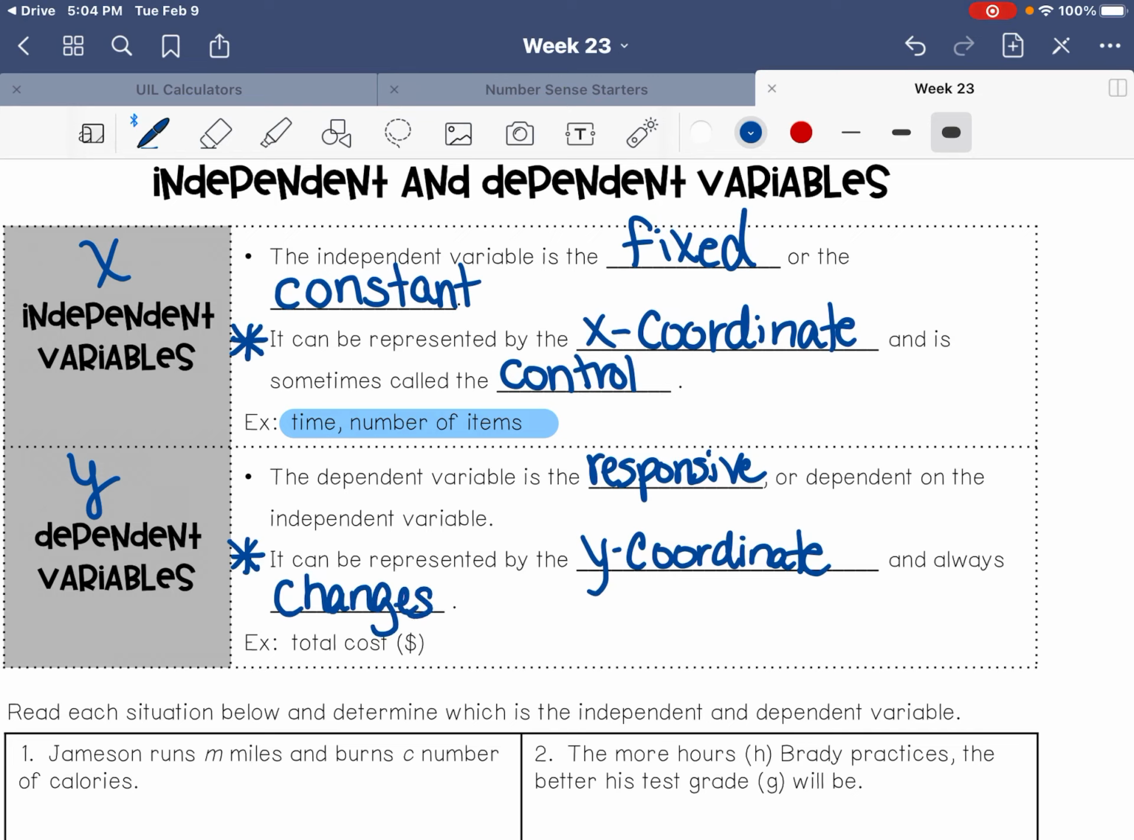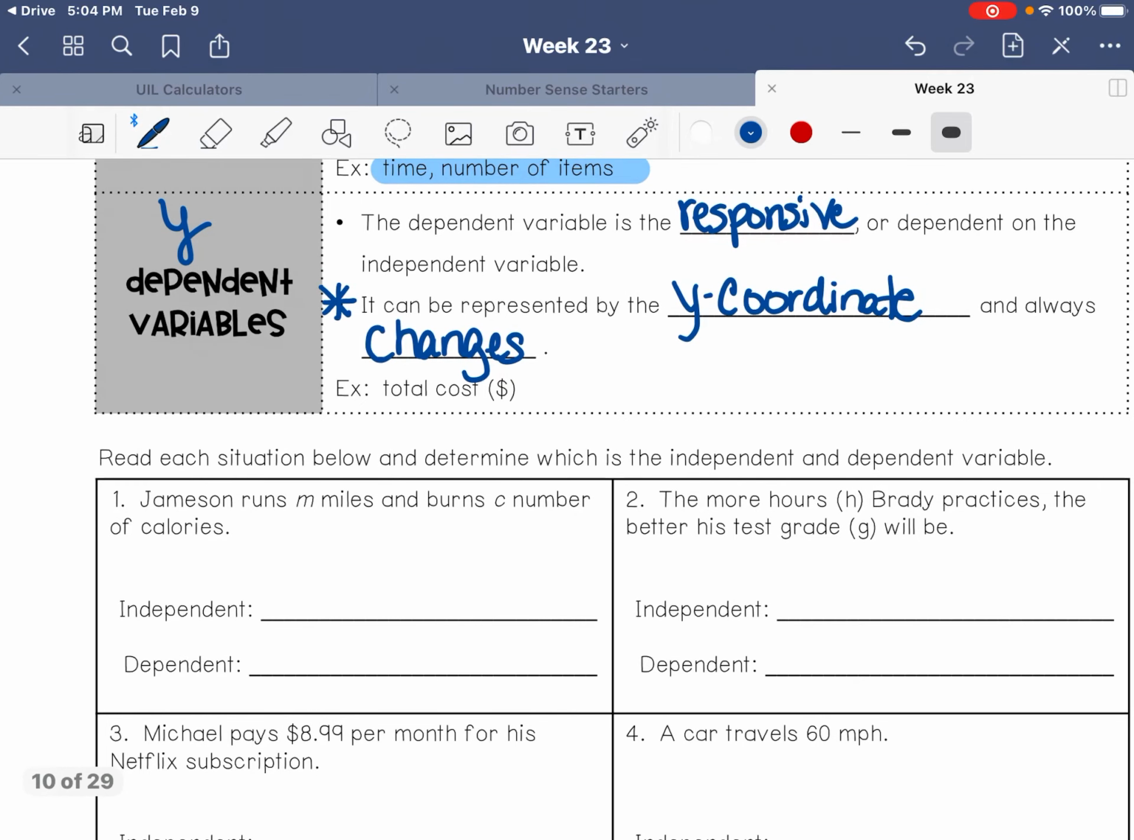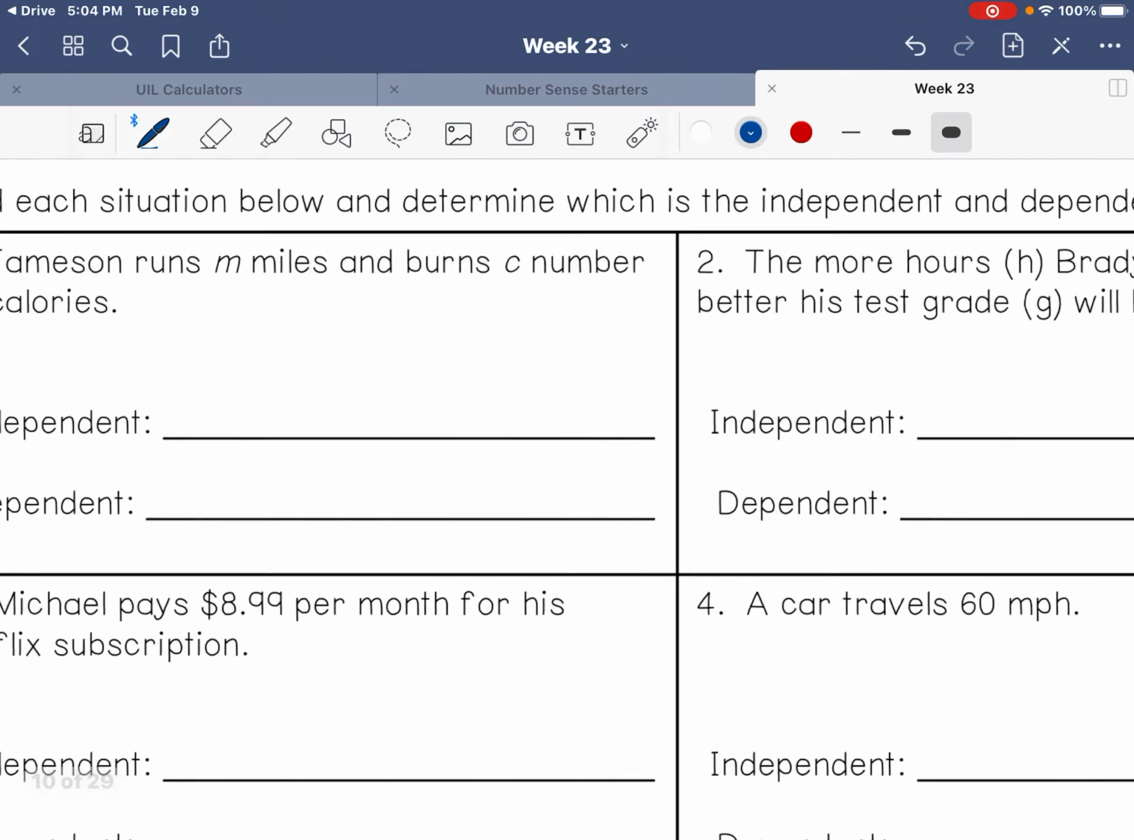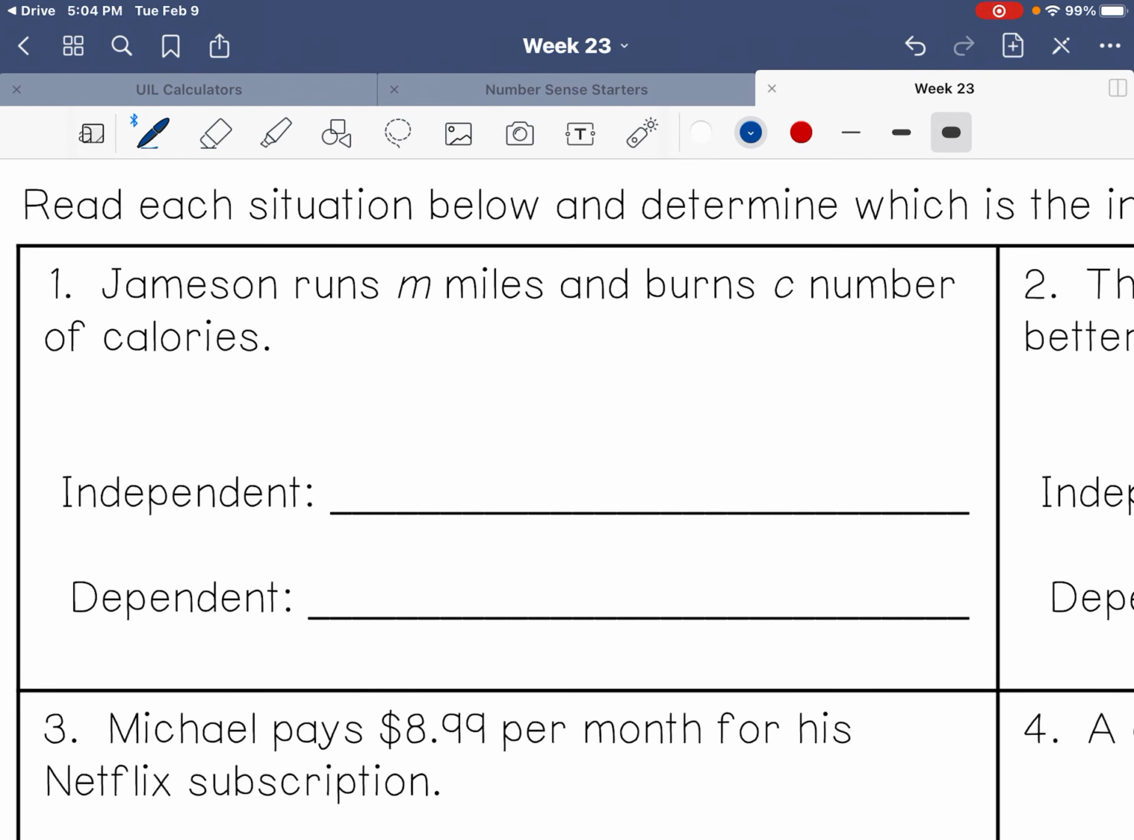Okay, example, the total cost. If you buy 15 hot dogs and they're $1 a piece, then it's going to cost you $15. If you buy 0 hot dogs, there is no amount of money. Okay, so let's read the following examples and decide which one's the independent variable and which one's the dependent.